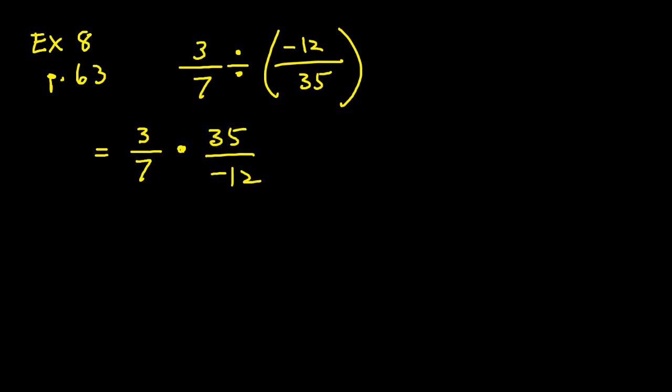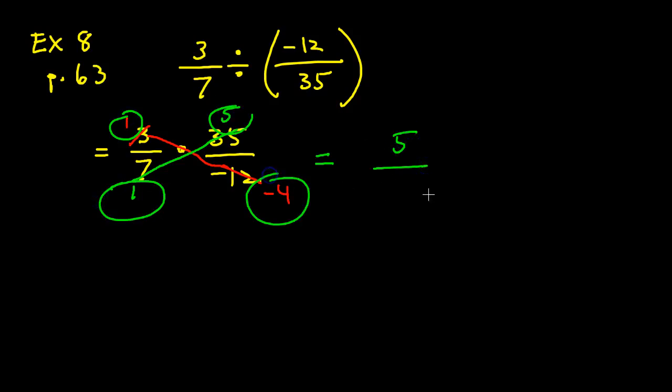Now I'm going to look to cross-cancel. All right, cross-canceling, let's see. 3 goes into minus 12 minus 4 times. Cross-canceling the common factors there. And similarly, 7 cross-cancels into 35 5 times. All right, so I'm left with, in the numerator, 1 times 5 is 5, and in the denominator, 1 times minus 4 is minus 4.